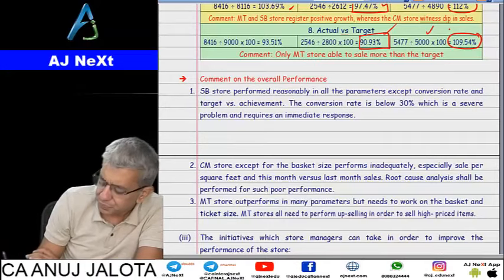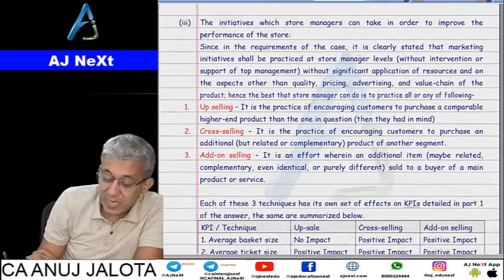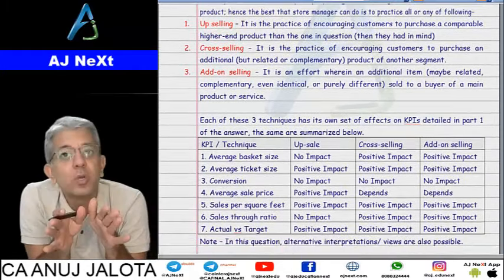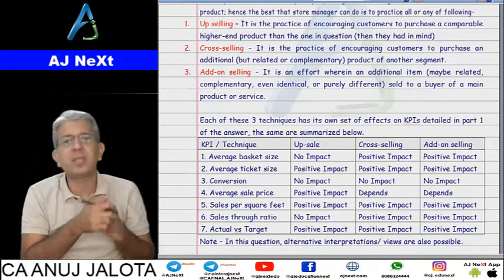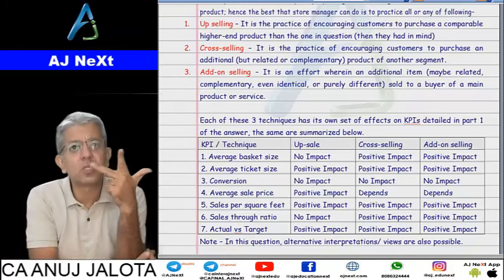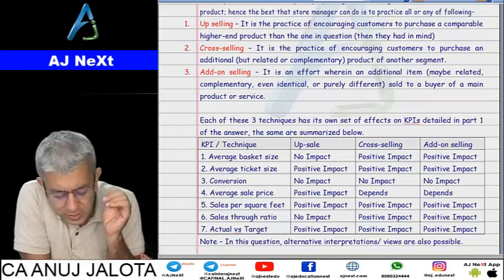Okay, now whenever those guys ask you what initiatives stores can take at the store level only, without investing much of the resources, that is what I was asked in part 3, then you should always be saying this. You can either upsell, cross-sell or add-on sell. Now, what do you mean by upselling? What do you mean by cross-selling?